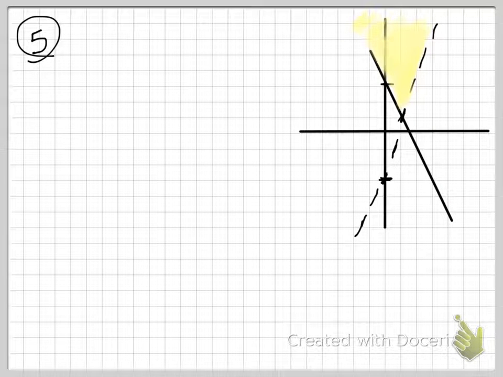Number 5, we have to write the equations from the lines, or write the inequalities. So I'm going to take the solid line first. What is the y-intercept for the solid line? Well, it's at positive 3. So I know I'm going to have a y, I'm going to have an x, and there's going to be a plus 3 at the end.